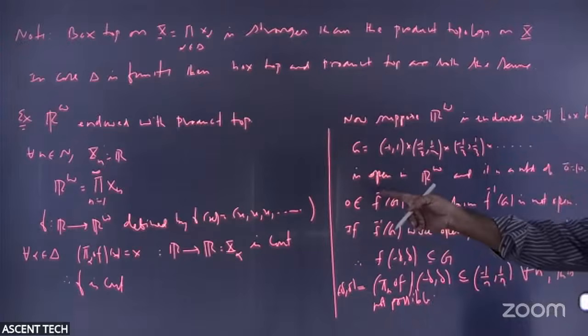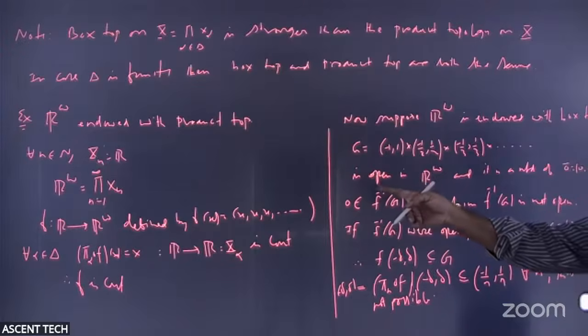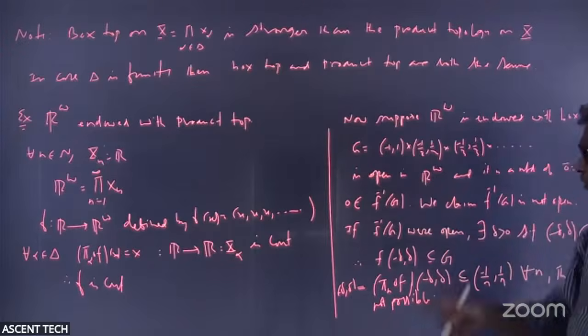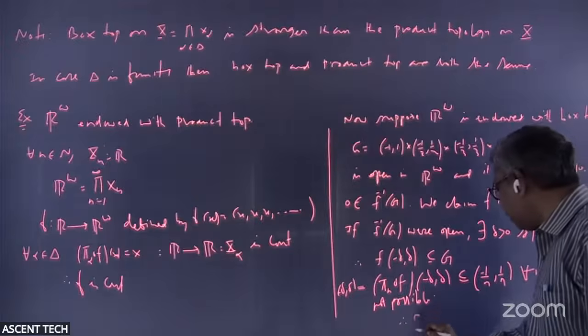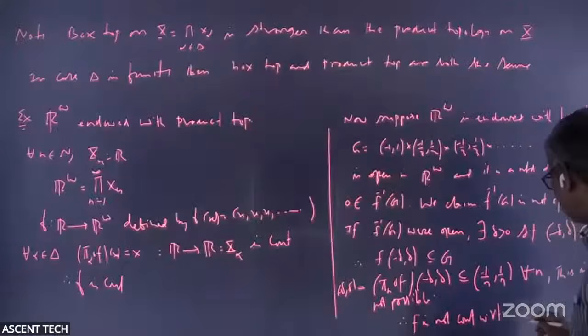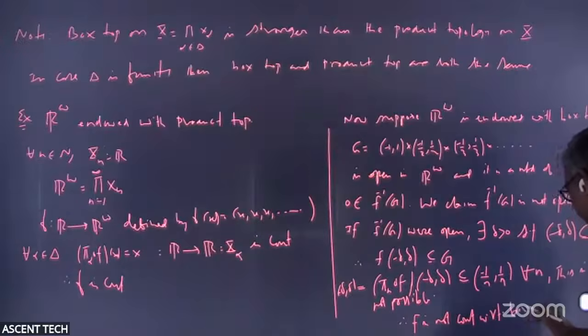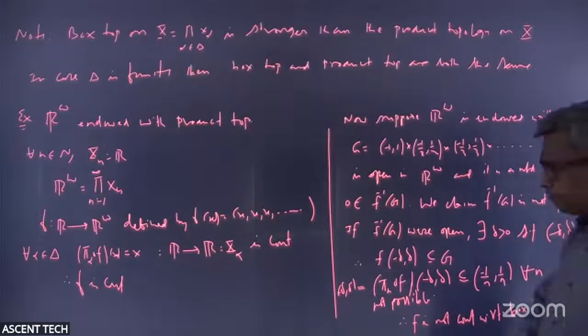So that f, which is continuous with respect to the product topology, which is a very nice function, is not continuous with respect to the box topology. Therefore, f is not continuous with respect to the box topology on R omega. Is that clear?